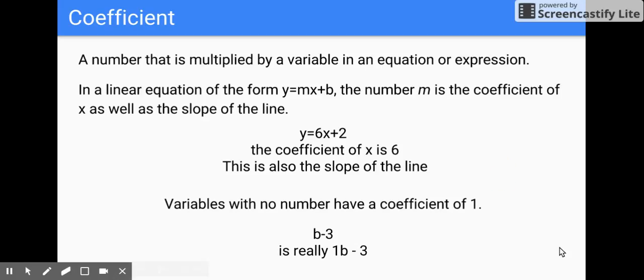Variables with no numbers in front of them have a coefficient of 1. So if you see an expression like b minus 3, it is really saying 1b minus 3.